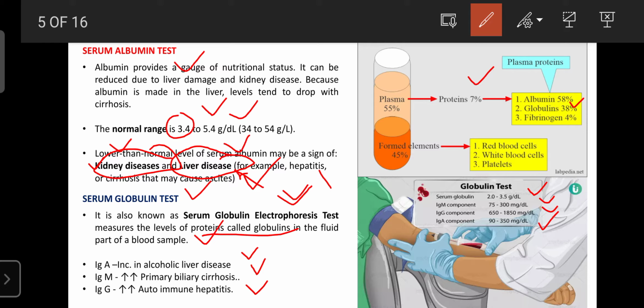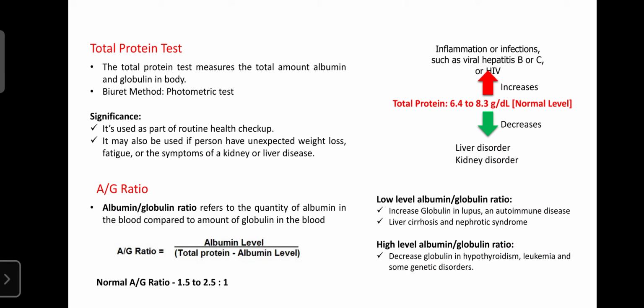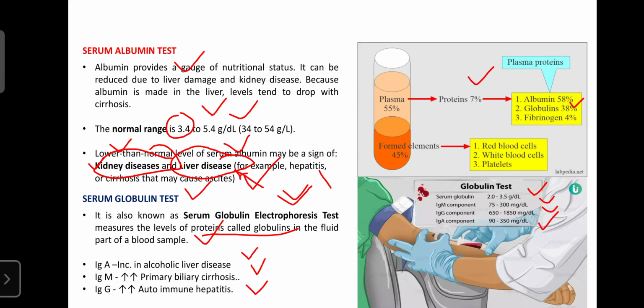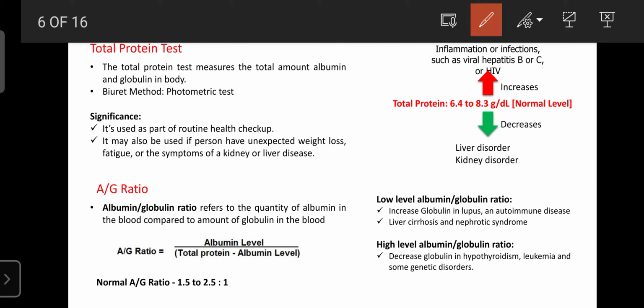Okay, so the serum albumin and globulin are helpful to assess the liver functions. The next one is the total protein. Total protein means the amount of albumin plus globulin, because their percentage is high: albumin is 50% and globulin is 38%. By summation of albumin and globulin we get what is known as the total protein. It is the test to measure the total amount of albumin and globulin in the body.